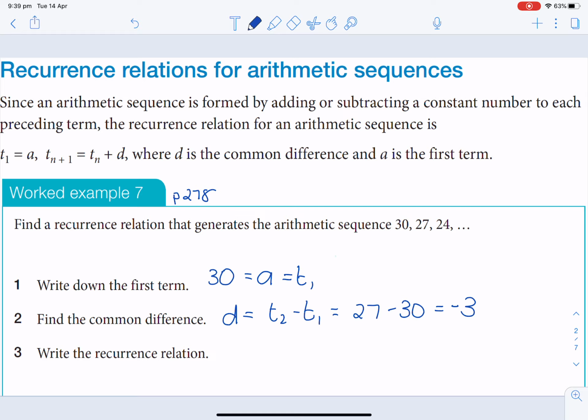Step 3, write the recurrence relation. Now all I'm doing is taking this formula and plugging in my A and D values. So T1 equals A, which from step 1 we found to be 30. And then T of n plus 1 equals T of n plus D. But in this case, our D is negative, so we do minus 3. It's using the same formula at the top of the page highlighted in green and just plugging in our A and D values for this sequence.